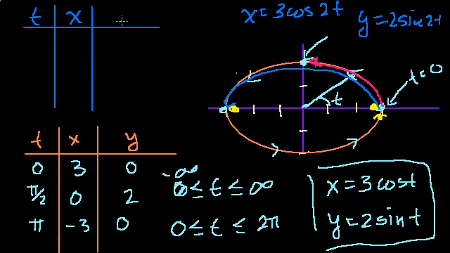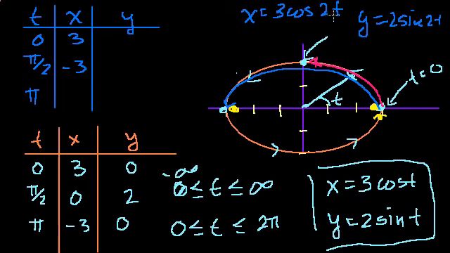Going to have an x and a y. And let's pick the same values of t: 0, pi over 2, and pi. When t is 0, cosine of 2 times 0, that's cosine of 0, which is 1, times 3, it's 3. When t is equal to pi over 2, 2 times pi over 2 is pi. Cosine of pi is minus 1. Minus 1 times 3 is minus 3.